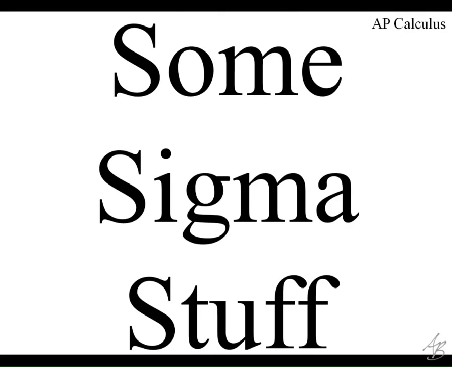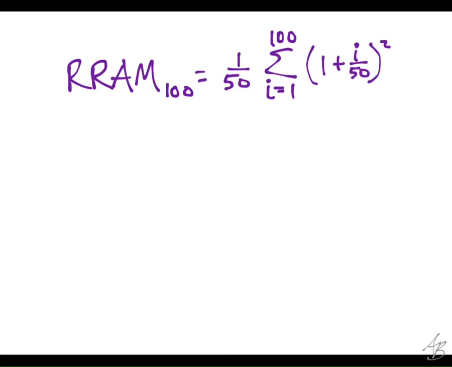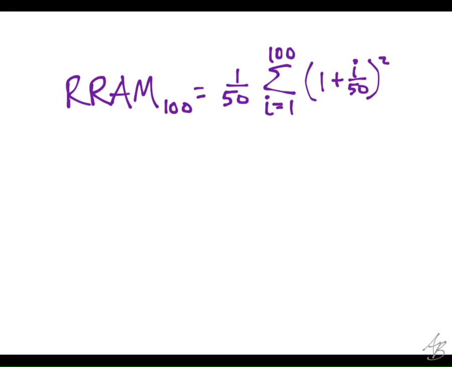So what we really need to make those formulas simpler for the RRAM is to know a little bit more about summations. So let's talk a little bit about sigma notation and some summations here. This right here is the formula that we got when we had 100 rectangles for approximating the integral from 1 to 3 of x squared.